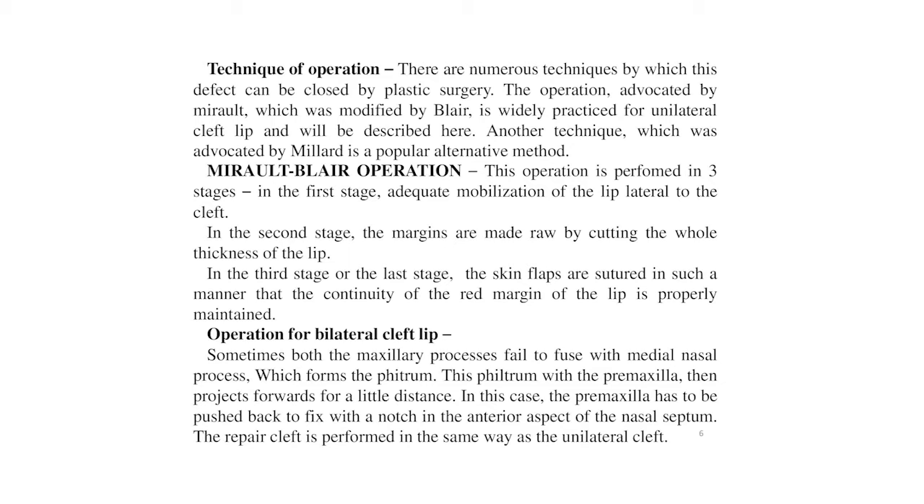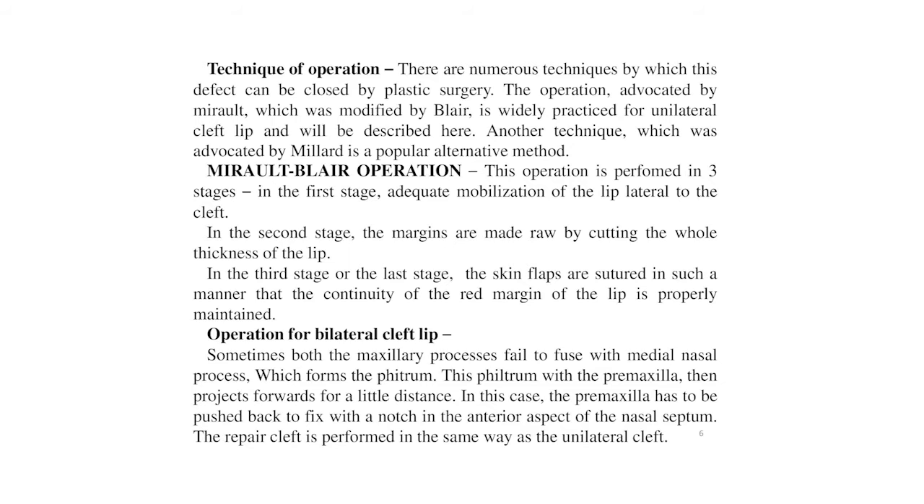In the first stage, adequate mobilization of the lip lateral to the cleft, the ala of the affected nostril and a considerable part of the cheek is performed. This is done to avoid tension on the suture line after plastic repair. The lip is everted and an incision is made in the groove between the lip and the maxilla. The flap is dissected off the maxilla for a considerable distance. Bleeding is checked by firm pressure with gauze.